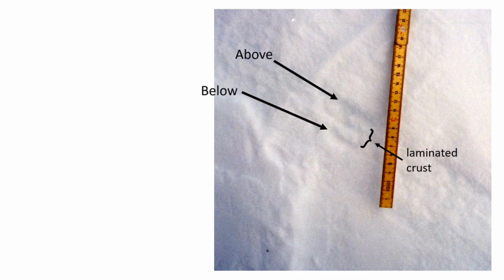So far, we've been talking about facets that form just above and below a dry crust or ice lens. Here is a laminated crust. The slightly darker grooves are for layers of facets. Facets have formed above the crust, below the crust, and within the softer layer of the laminated crust.